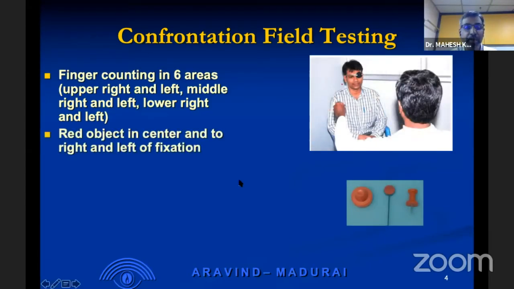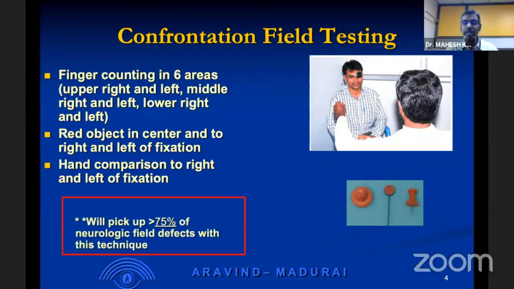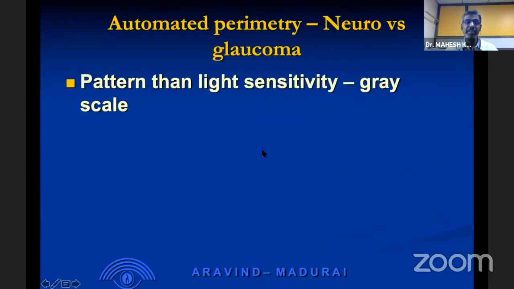Or we can use a red object in the center and to the right and the left of fixation by using various objects like this, which are commonly found in the outpatient. Or we can simply use a gross hand comparison to the right and the left of fixation to elicit gross visual field defects. Together, all these methods will pick up more than 75% of the neurological field defects by these alone. So one should not underestimate these methods.